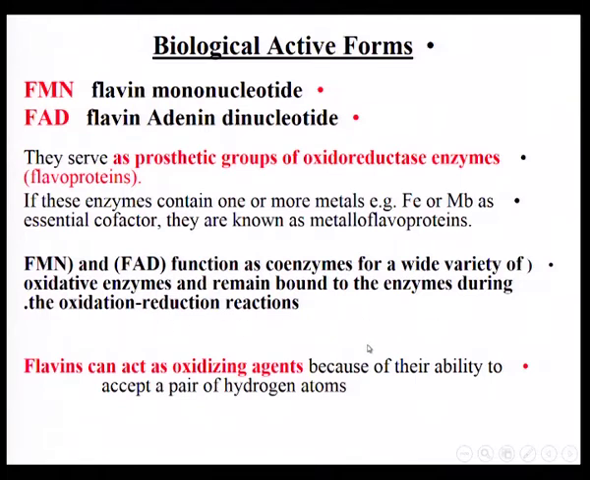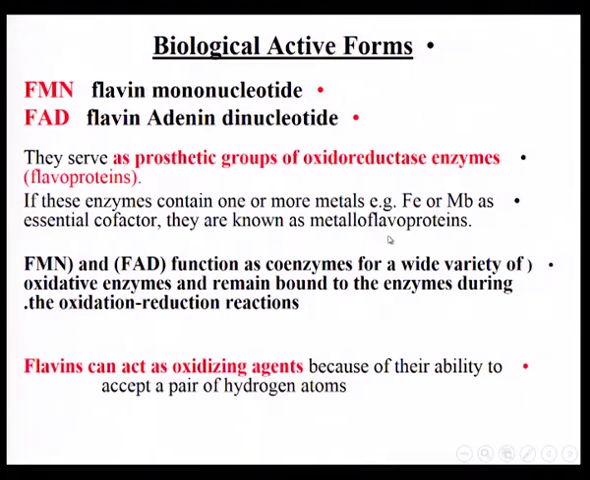So you can consider the flavins to act like an oxidizing agent, because of their ability to accept a pair of hydrogen atoms. Their fundamental role would be revealed when you look at them as part of FMN and FAD, flavin mononucleotide and flavin adenine dinucleotide. Wherever you require FMN and FAD as part of the metabolic enzyme cluster, you have to consider that they have been formed only with the help of riboflavin.